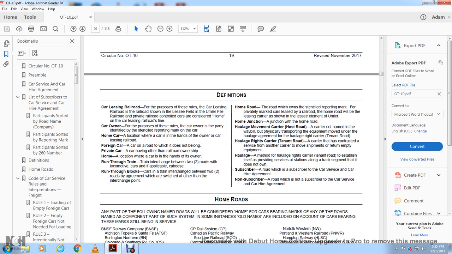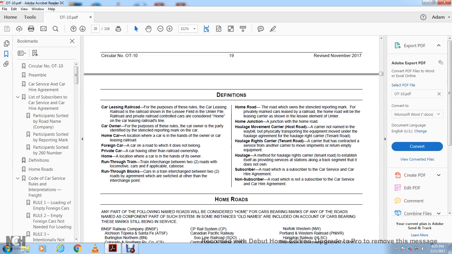Foreign car, on a railroad which it doesn't belong to. The private car having other railroad ownership. Home, a location where the car is in the hands of its owner. Run through, the train interchange between two railroads, the locomotive of the car, and if applicable the caboose. Run through blocks, cars, and train interchange between two roads in agreement with switch to another interchange point.